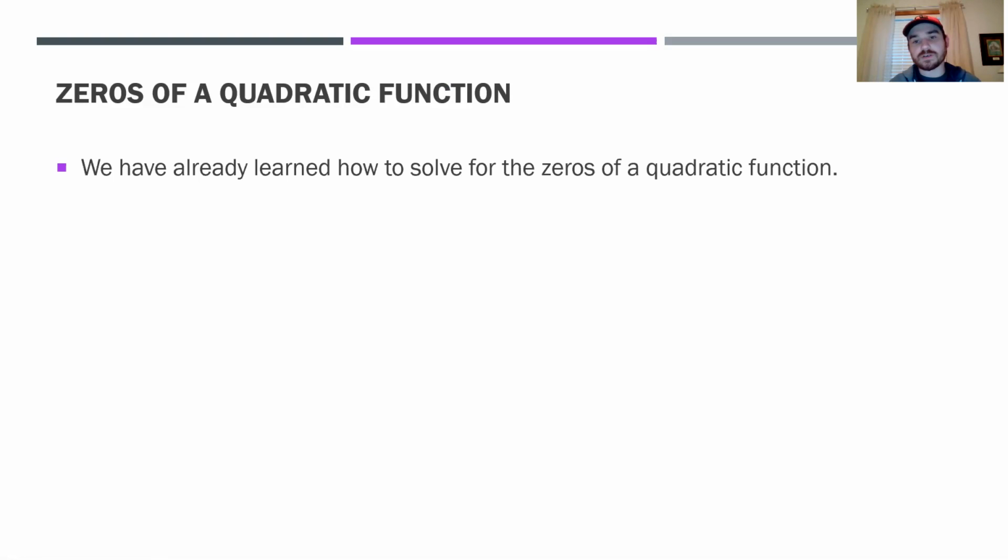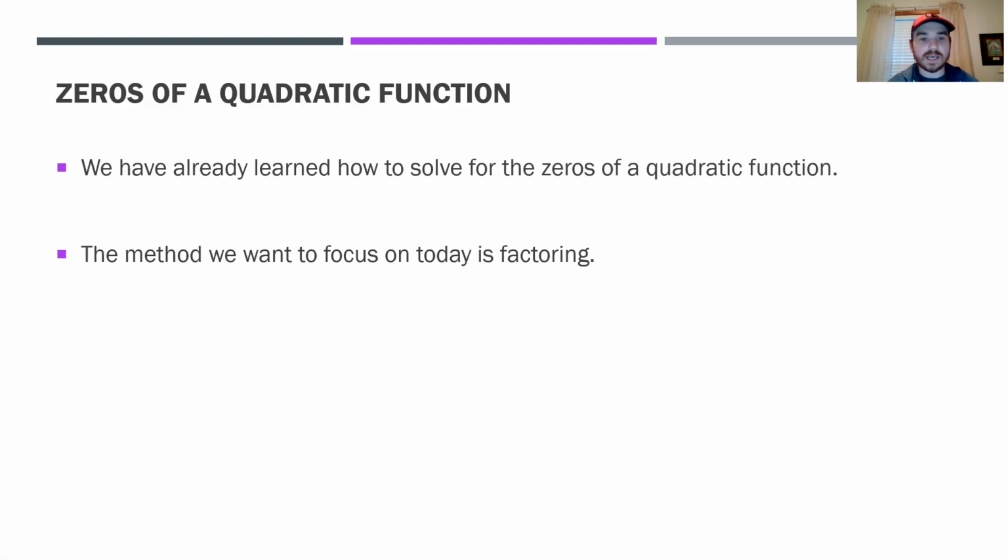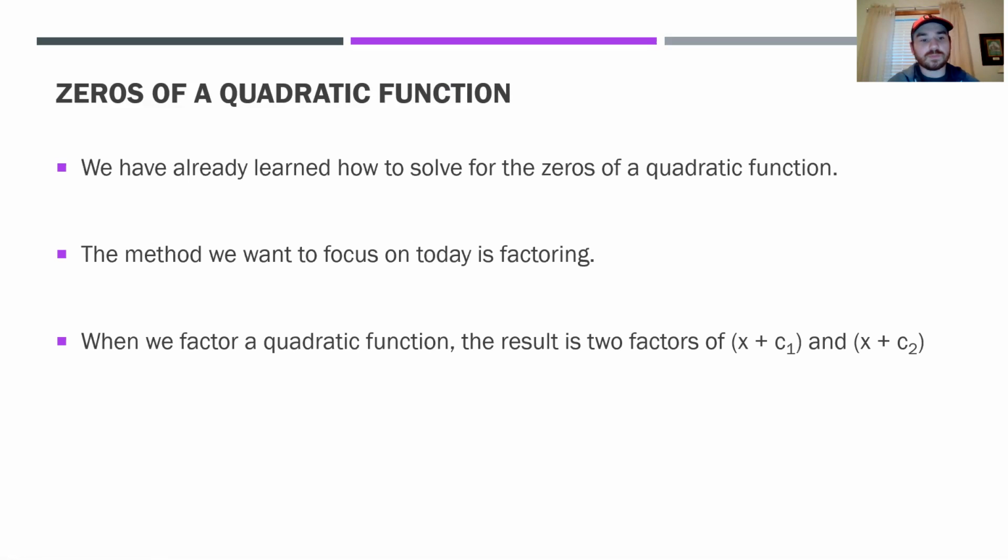We've already learned how to solve for the zeros of a quadratic function. The method we want to focus on today is factoring. When we factor a quadratic equation, the result is two factors of x plus c sub 1 and x plus c sub 2. In this case, c is just referring to any constant, so any number. This could be x plus 2 and x minus 3. It doesn't really matter. But the point is we get factors with x plus something and x plus something. If we have a leading coefficient, so for instance, if we had 3x squared, when we factor, we can just pull a 3 out here, and you can still write it as x plus some number and x plus another number.